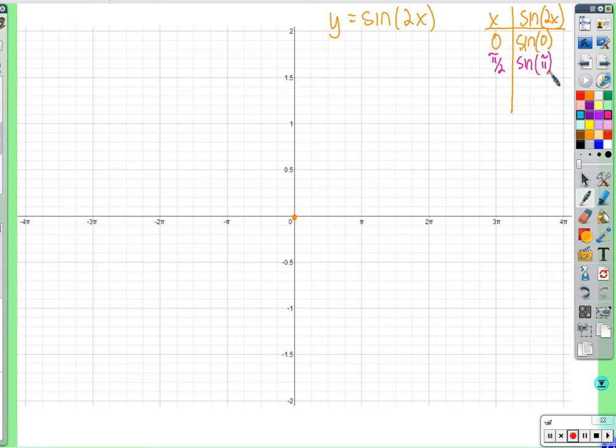Okay, so I put in pi over 2, and I want to take the sine of pi. What's the sine of pi? 0. Let's see, sine of pi. Here's 0. There's pi. The sine is the vertical, so it is 0. Huge change. That doesn't normally happen. That's interesting. Okay, let's go to pi.